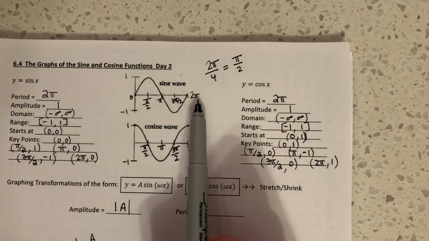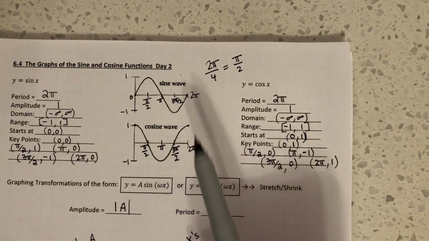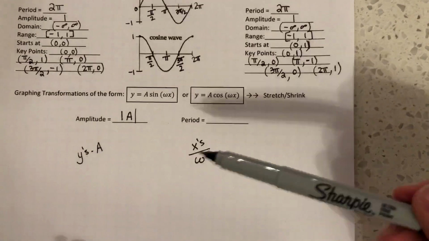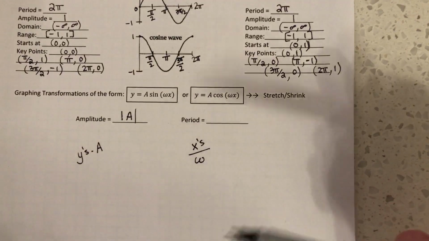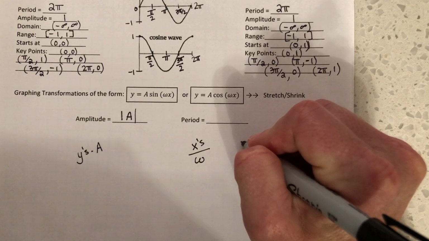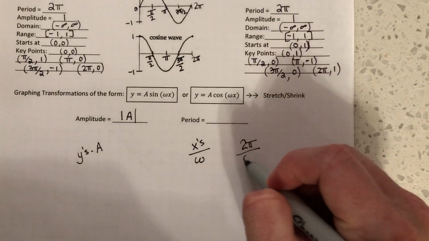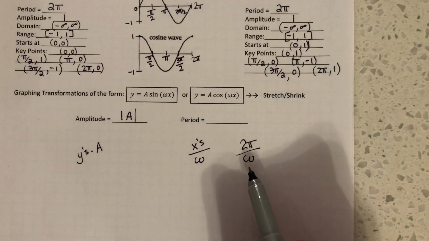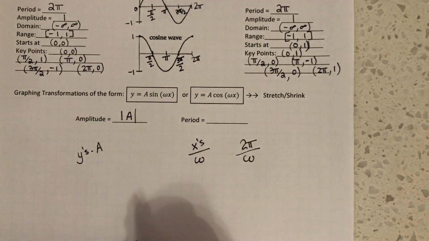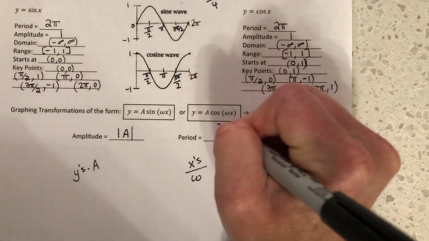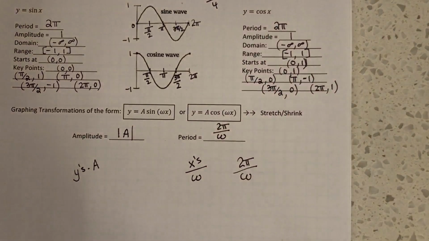It's the number of x values before it starts to repeat. So if you're going to multiply or divide your x values by something, then that's going to change your period as well. So for your new period, you have to take 2 pi, your original period, and divide it by omega. And that'll be the new period of this transformed graph. So your period is always the original period divided by omega, okay?